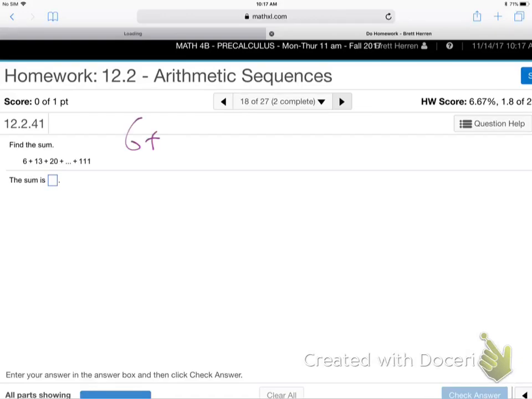Okay, so 6 plus 13 plus 20 plus dot, dot, dot plus 111. I'll write it up here to make sure you got it. Turn off the screen there. So, all right, so do that one.